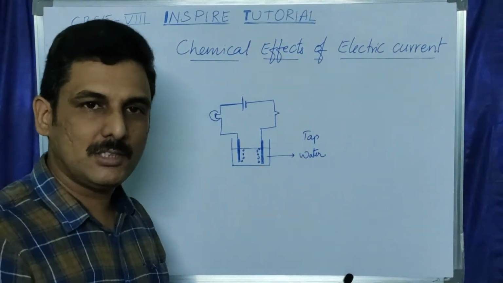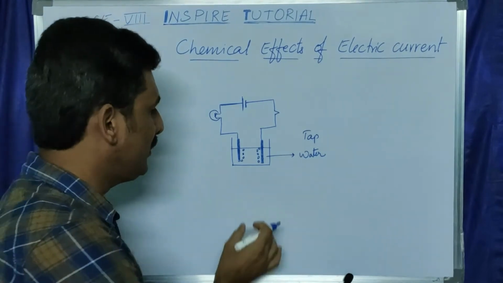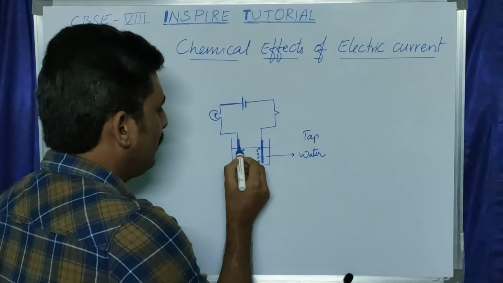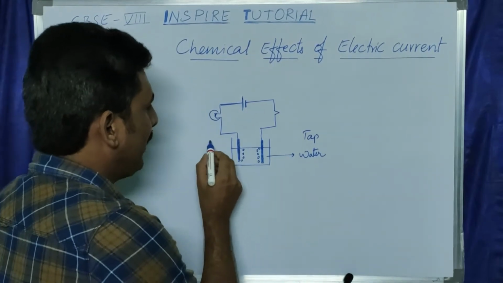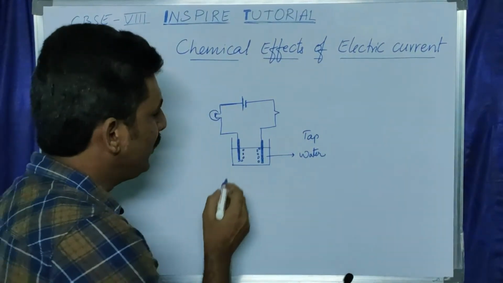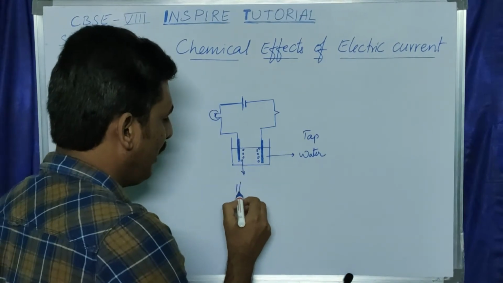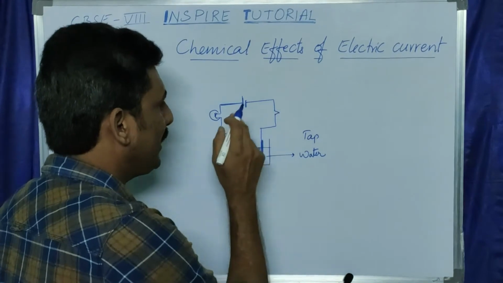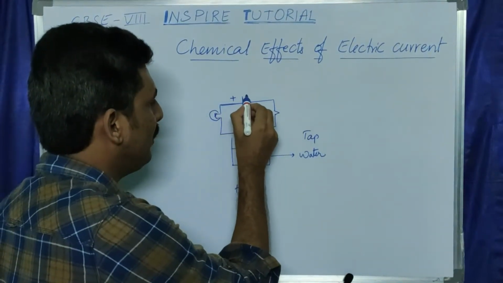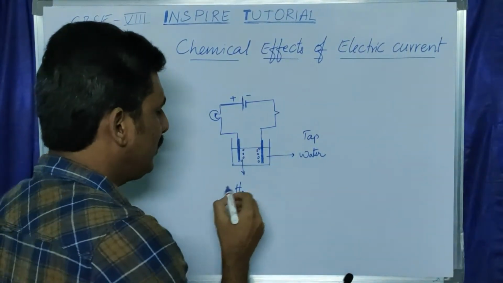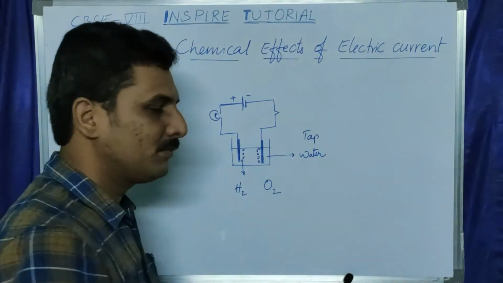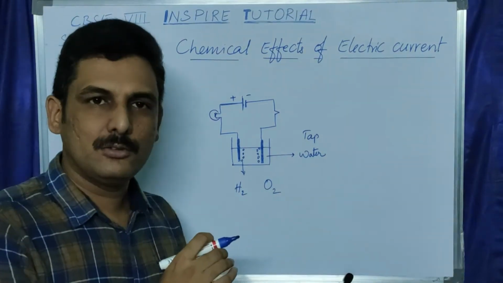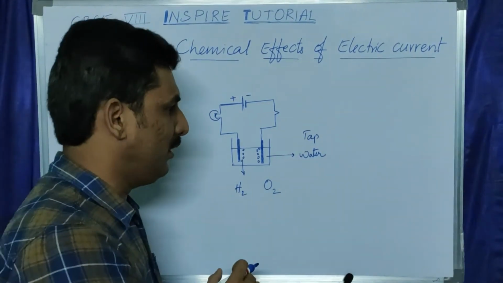Some gas is released at both the electrodes, meaning you can see some bubbles over there. Here, the electrode connected to the positive terminal releases hydrogen, and the electrode connected to the negative terminal, so this is positive and this is negative terminal, here you will get oxygen gas. So this is what happens when you pass electric current through tap water.